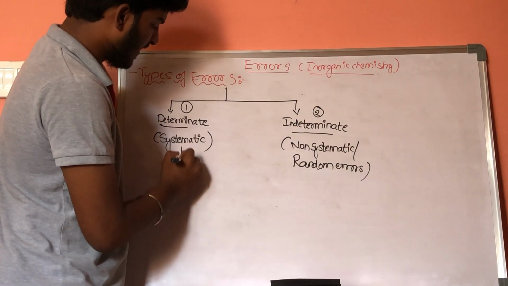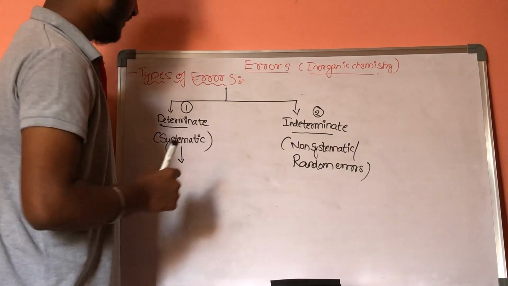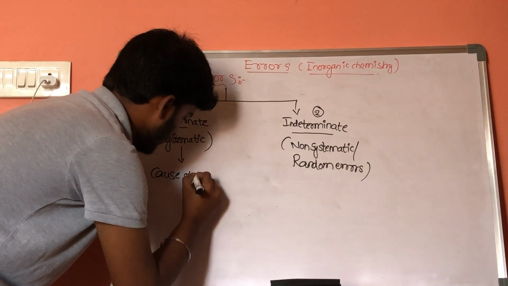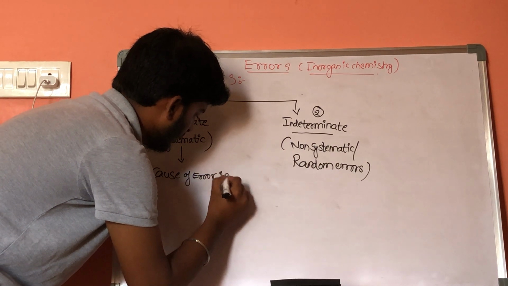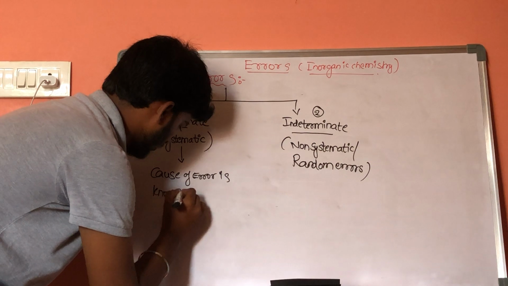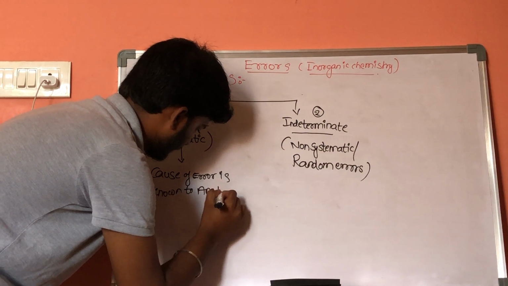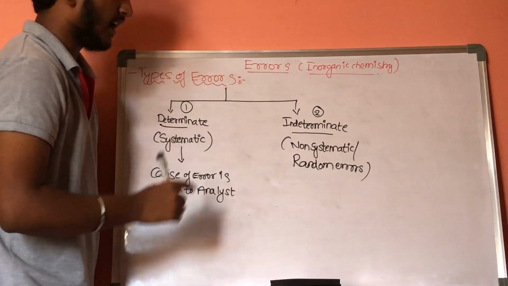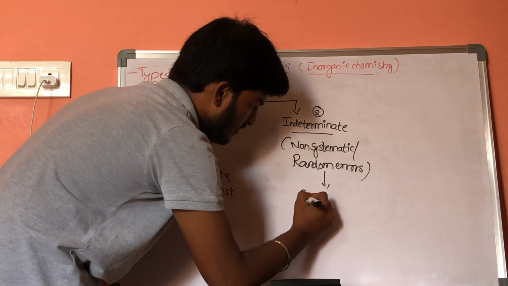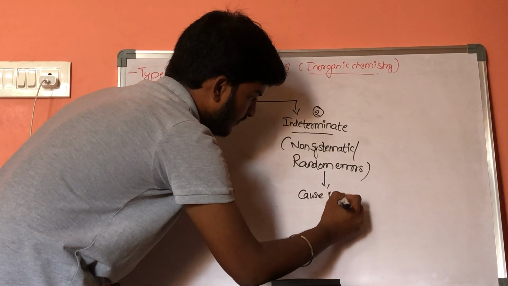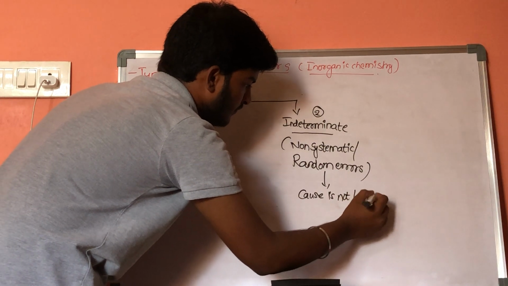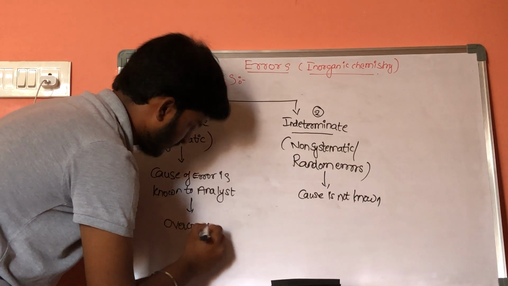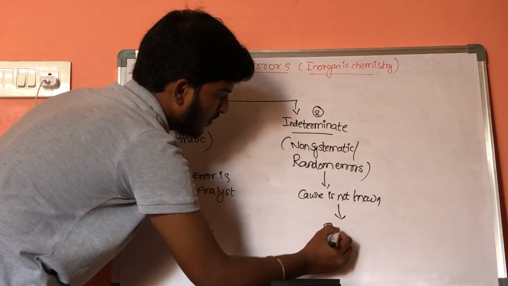Now, in these determinate errors, the main point we should remember is the cause of error is known to the analyst. In this determinate error, the cause of the error is known to the analyst, whereas in non-systematic error, the cause is not known. And these can be overcome, and these errors cannot be overcome.